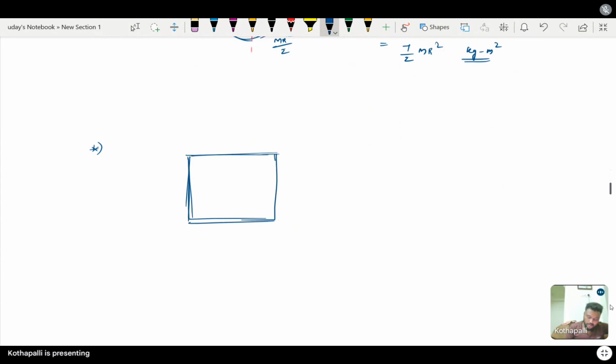There are 4 massless rods. I am taking rods as massless. At the corners of this square shape, 4 solid spheres of mass m, radius r are placed, identical. Then what is the moment of inertia?